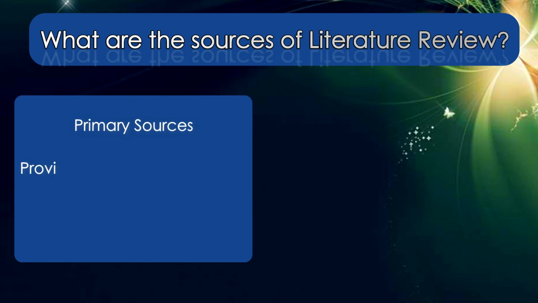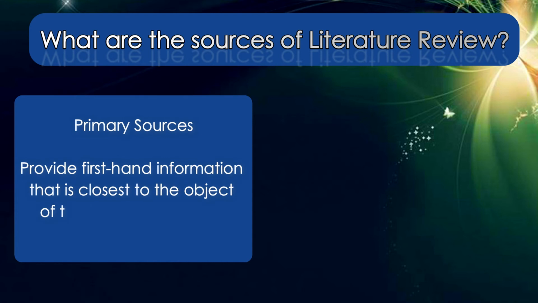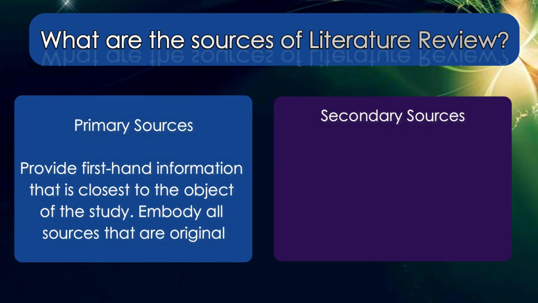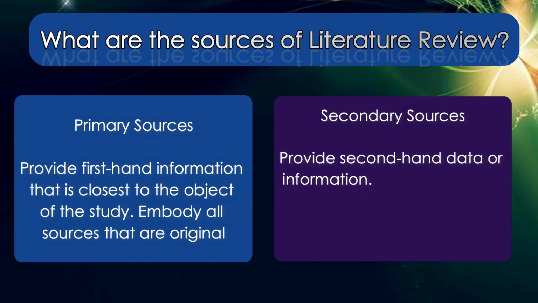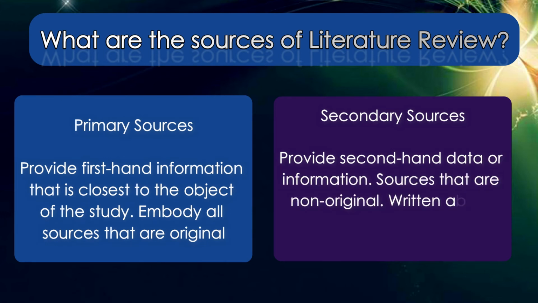Now, what are the sources of literature review? We have primary sources. This provides first-hand information that is closest to the object of the study. Embody all sources that are original. We have secondary sources. Provide second-hand data or information. Sources that are non-original, written about primary sources.